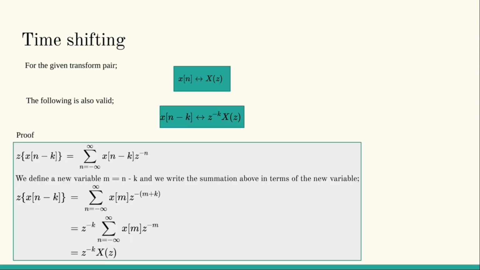We just define a new variable in the definition of the z transform, a new variable n, which is equal to n minus k, which we replace here. And then as we go along, we take z to the power minus k out, which we then multiply by our definition of the z transform here.